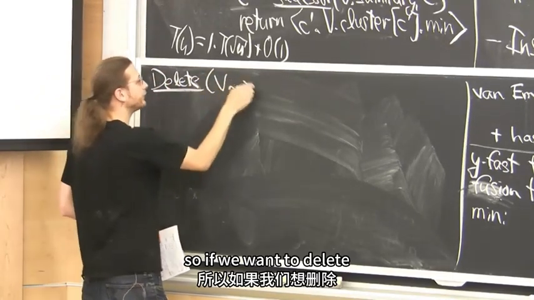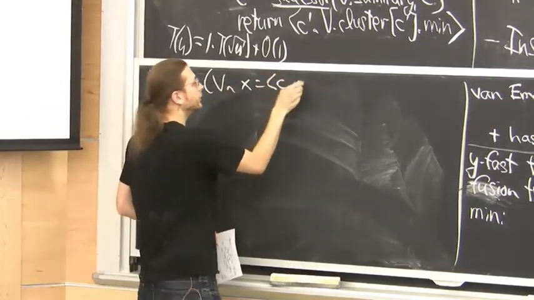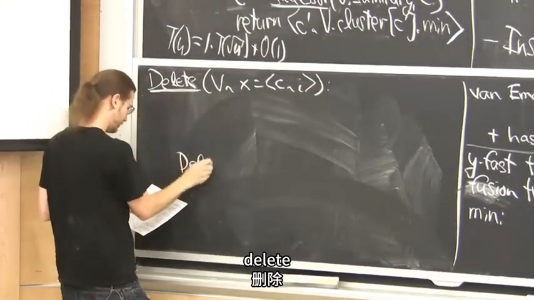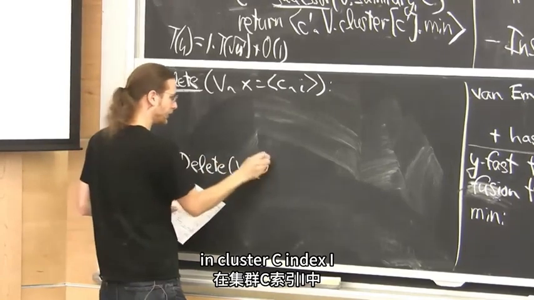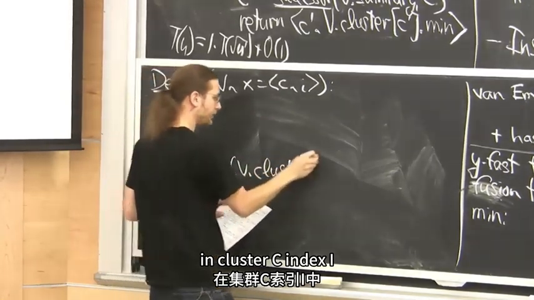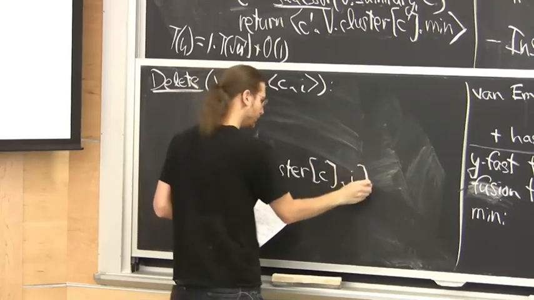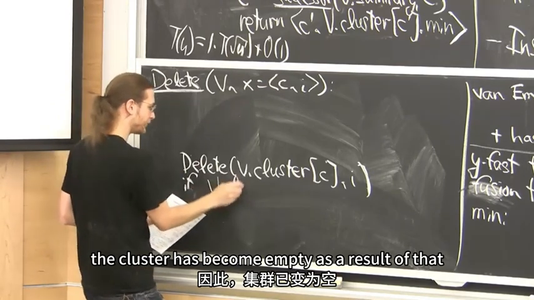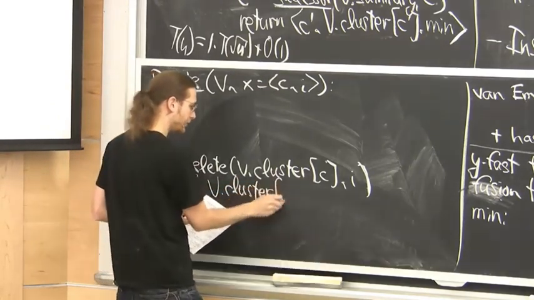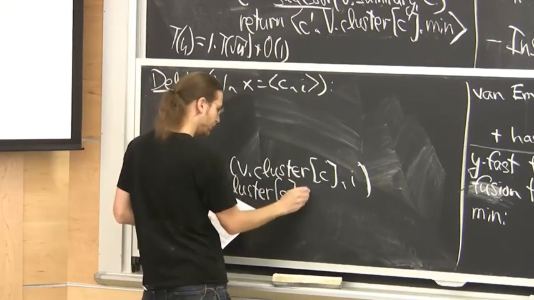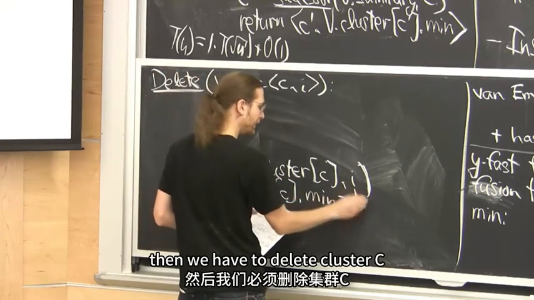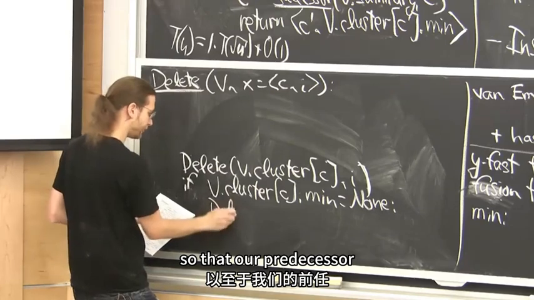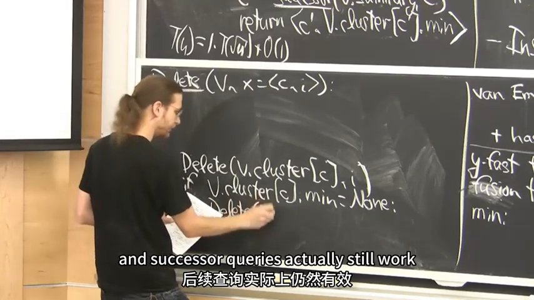So if we want to delete, then basically we delete in cluster C, index I, and then if the cluster has become empty as a result of that, then we have to delete cluster C from the summary structure so that our predecessor and successor queries actually still work.